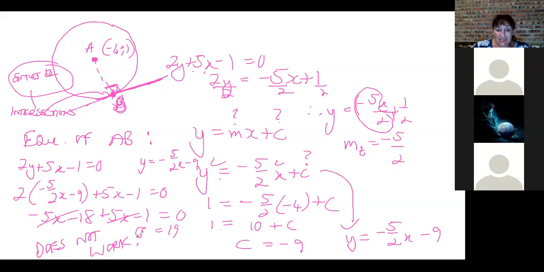It doesn't satisfy it. It doesn't balance. They ask that sometimes: in general, does a point lie on a graph? It only lies on the graph if the two sides balance each other. If they don't balance each other, it doesn't satisfy the equation in x and y. Any questions so far?